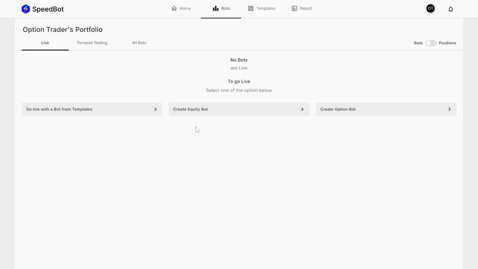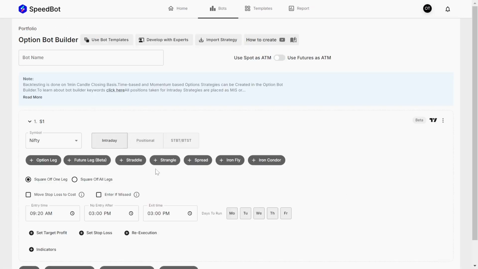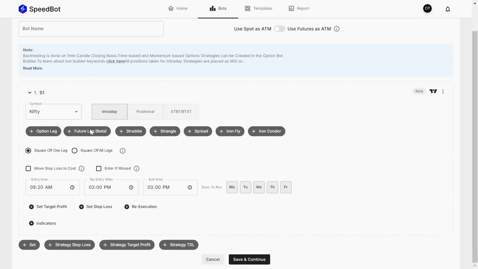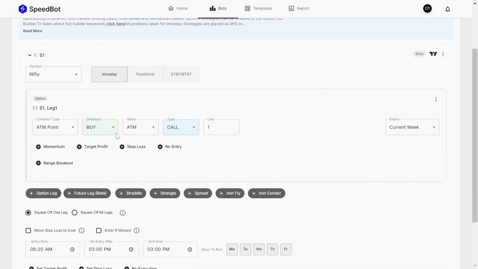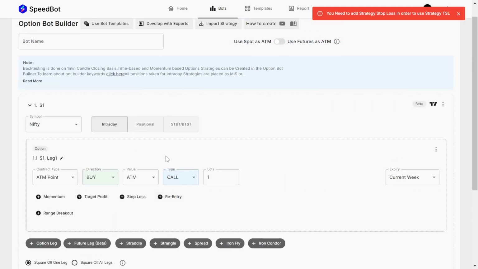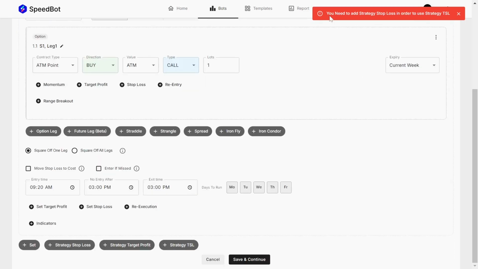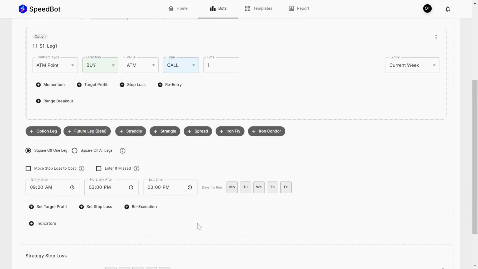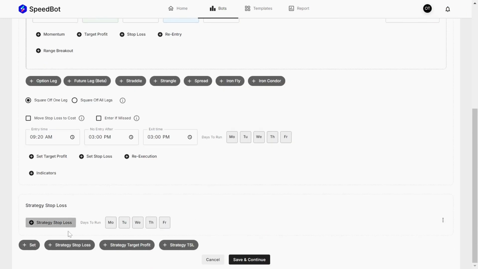Over here, whatever things I need to add on the leg level, I'll add. But he has asked how we can use the strategy level trailing stop loss rather than the set level. So over here you can select this particular option. I got the error that I need to add the strategy stop loss so that I can trail the stop loss. So let us first add this.